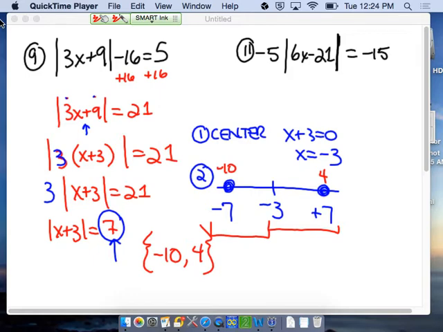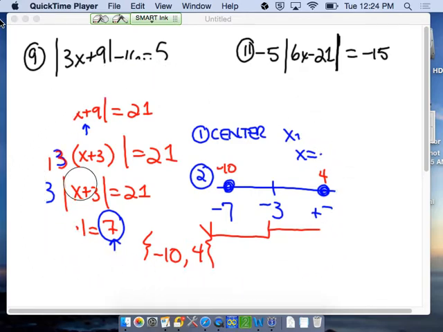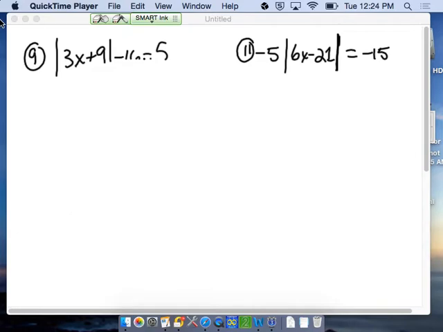So let me give you another example that's similar but not quite as easy to see. So let's look at number 11. The first thing I would need to do is divide both sides by the negative 5 in order to isolate the absolute value. So when I do that, I'm going to set this equal to positive 3. So I've got an isolated absolute value expression set equal to a positive number.